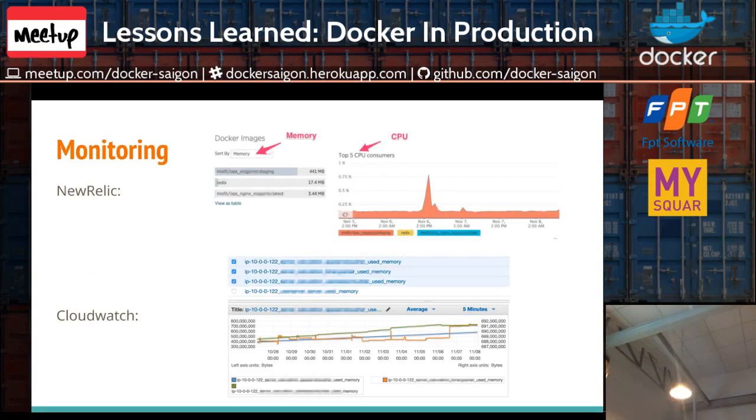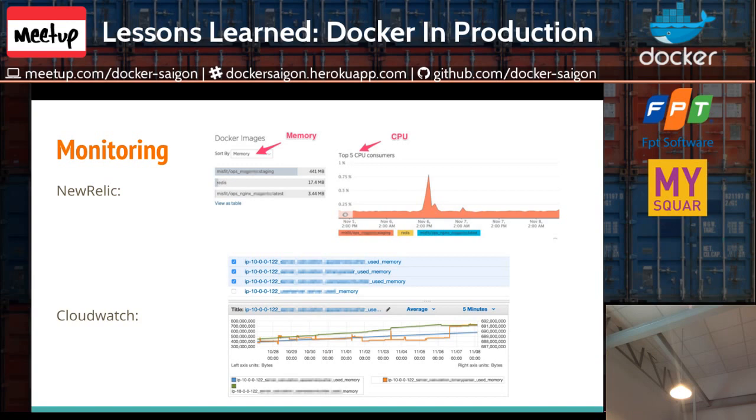And after we build the application with Docker and deploy the application with Docker, how about monitoring? Monitoring is very important. For our services, we base on CPU and memory usage to scale the containers, and maybe add more instances or more containers. So at Memphis, we use two services to monitor the CPU, memory, I/O and something like that.